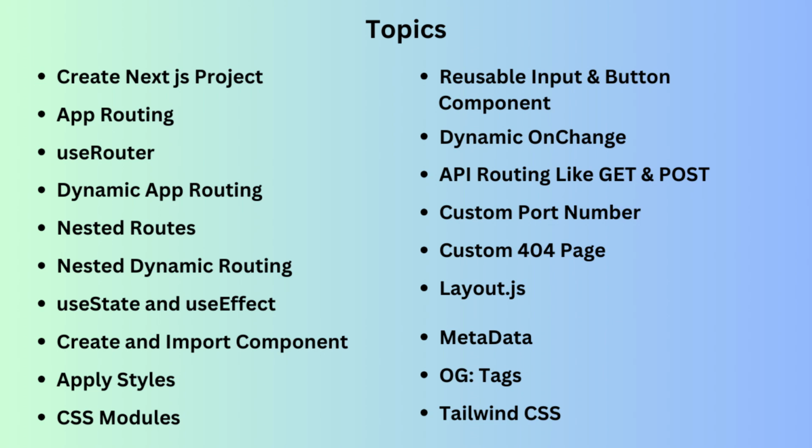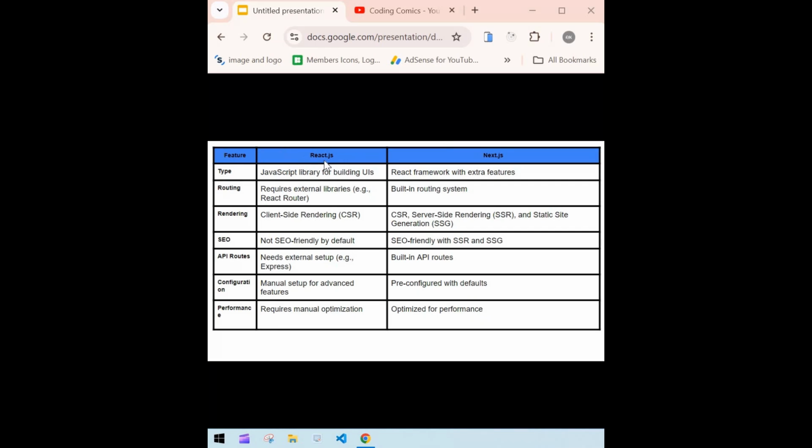React.js is not good for SEO implementation, but Next.js is very easy. You know why? I'll tell you the difference between React.js and Next.js. React is a library, but Next.js is a framework. For routing, we need to install React Router DOM in React.js, but in Next.js, it is predefinedly implemented. We can either use app routing or page routing.